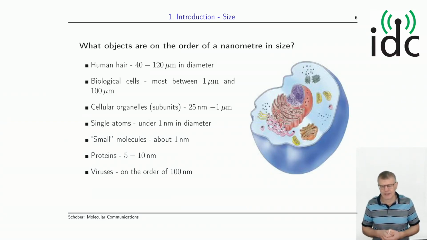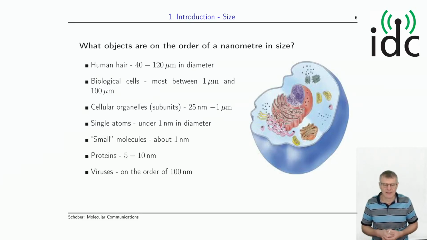Organelles, which are the organs or subunits of cells, have sizes of 25 nanometer up to 1 micrometer. And on the right-hand side here, you see an artistic depiction of a cell, and the colorful objects inside are depictions of organelles. These organelles have different tasks, and they also communicate with each other.